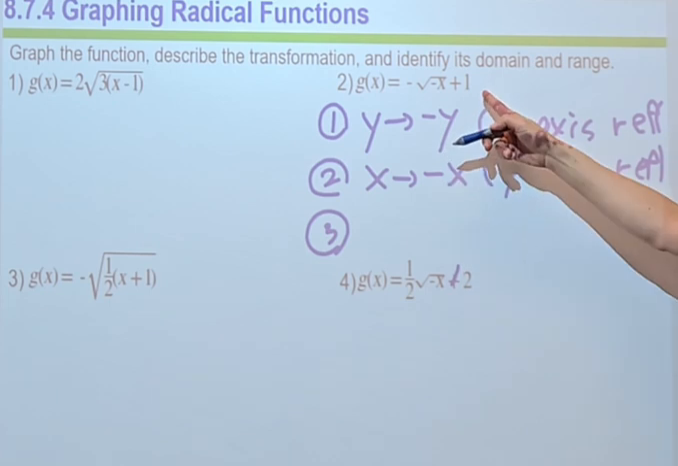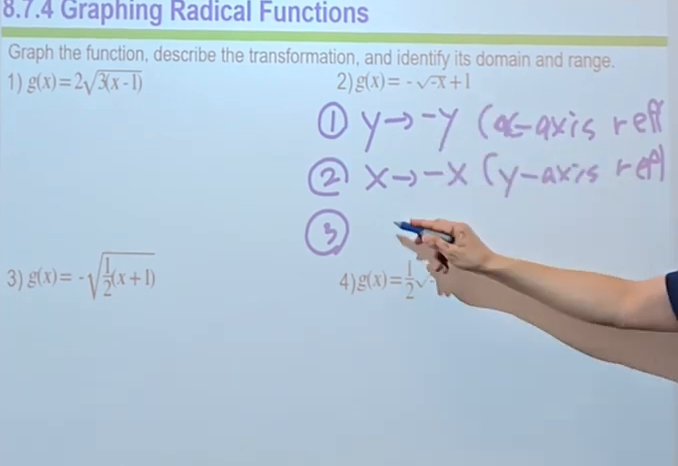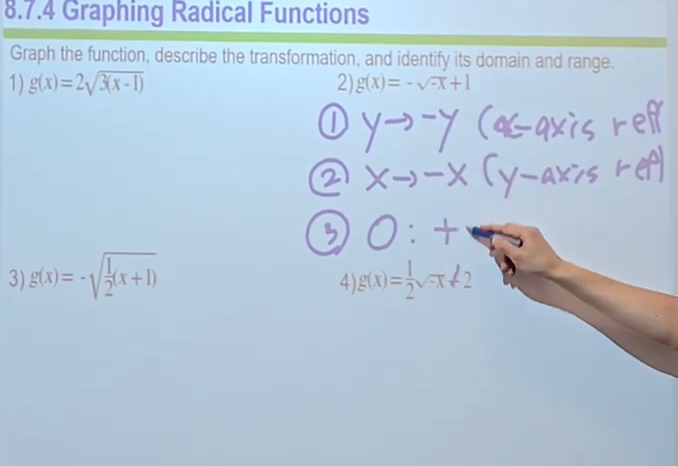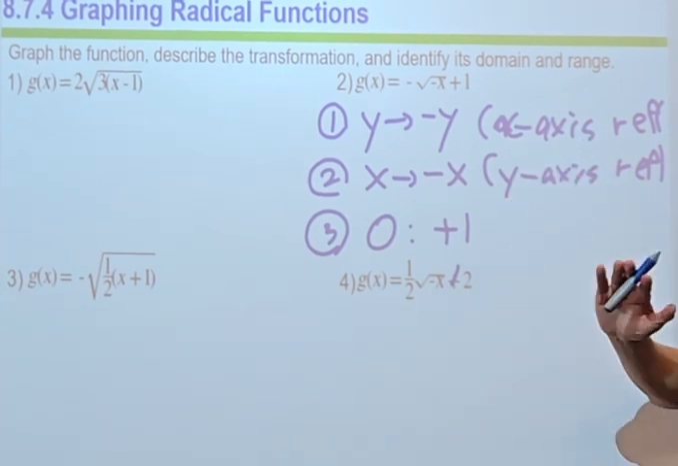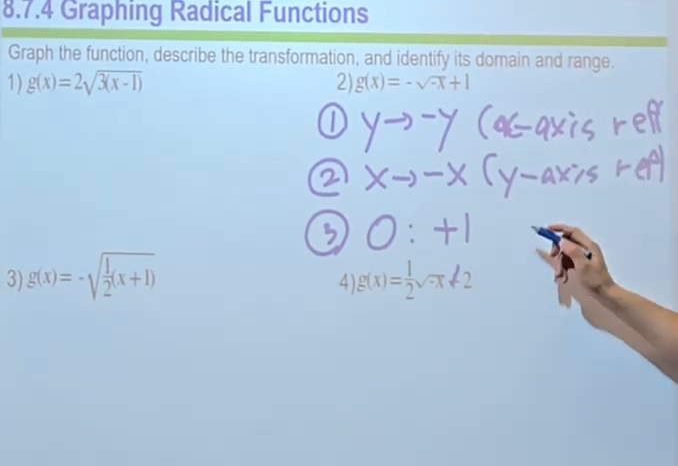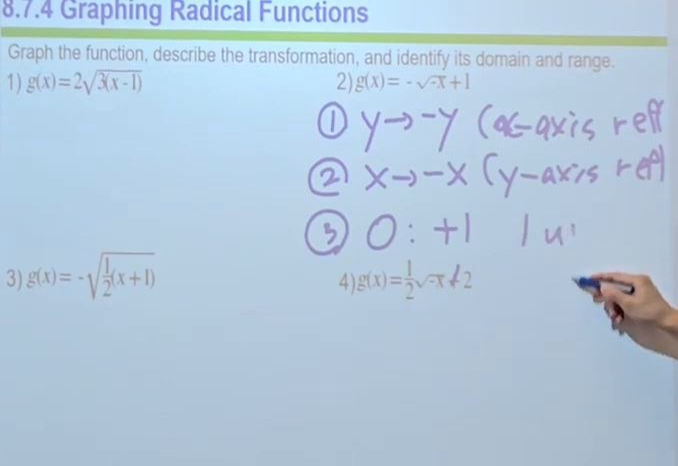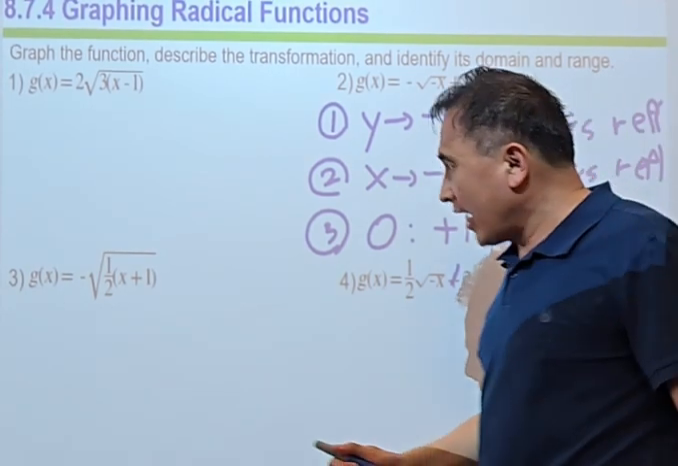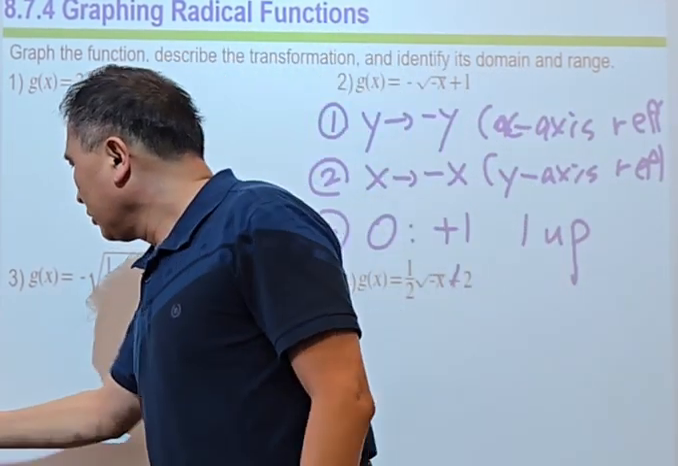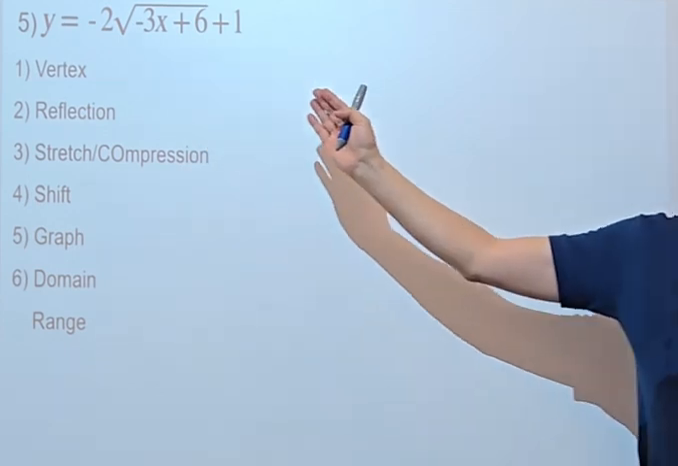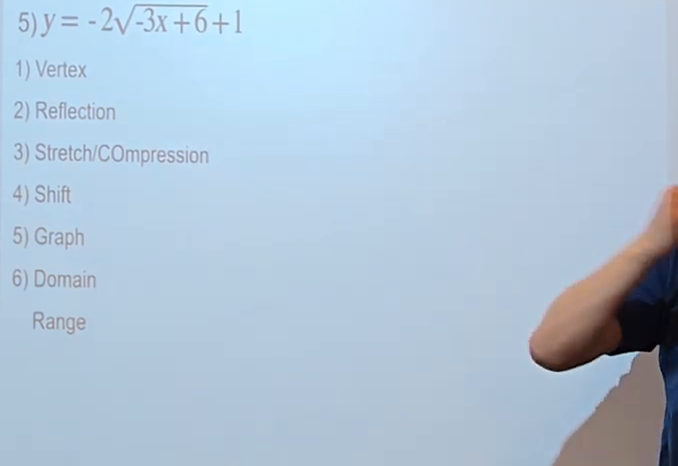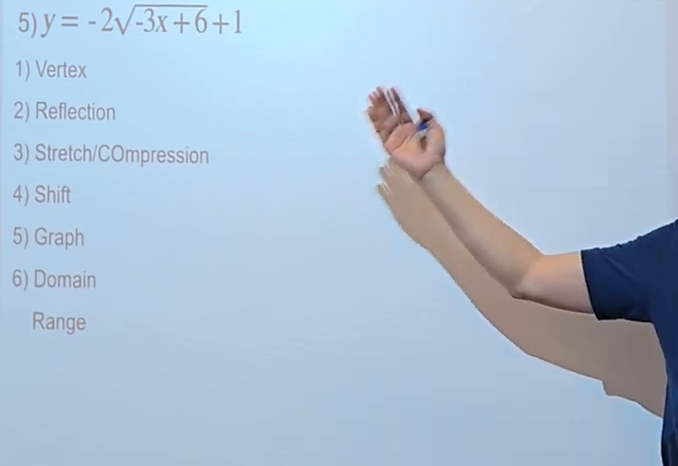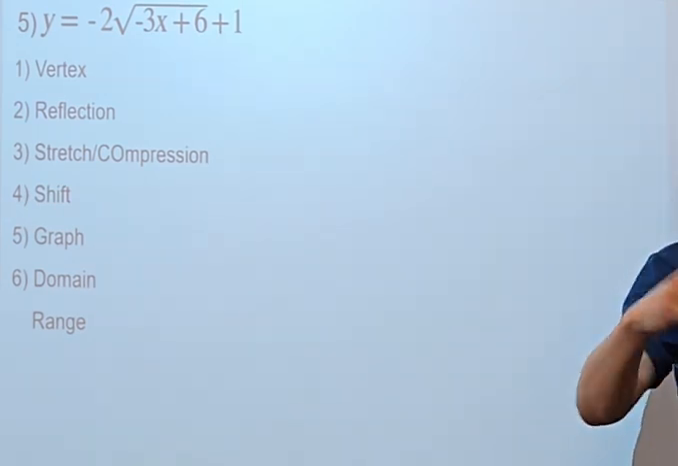And here, +1, this is outside, right? Still outside, +1. Outside means y. So +1 means vertically 1 up. Okay? So 1 up. So final, last one. You will see this one like this on the test. Okay, we'll have a quiz on this. So same thing, we follow.